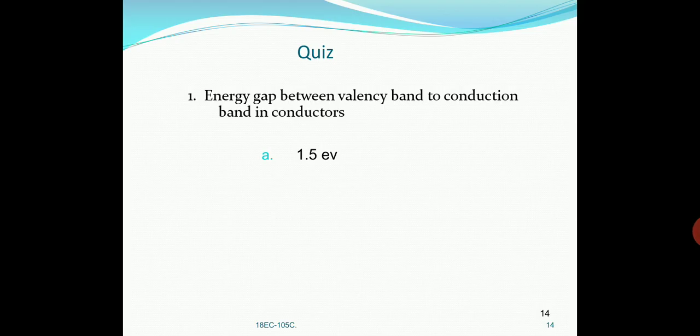The energy gap between the valence band and the conduction band in a conductor is 1.5 electron volts, 15 electron volts, 0 electron volts, or 10 electron volts. So that is about the energy gap or the forbidden gap in a conductor. How much is that? There is no forbidden gap. There is overlapping of the conduction and the valence bands.